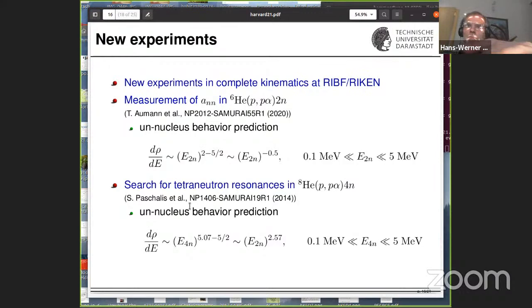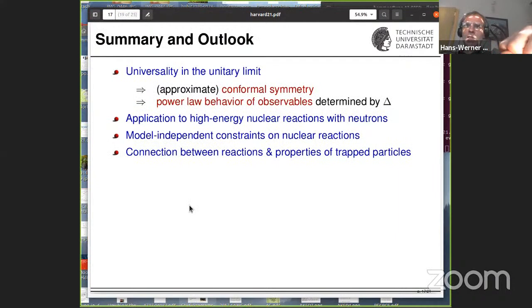So let me summarize here. I talked about one flavor of universality in the unitary limit, which is related to this approximate conformal symmetry. And the particular prediction that I discussed is the power law behavior of observables, which is determined by the scaling dimension of the fields in the conformal field theory. I discussed applications to high energy nuclear reactions with neutrons. We discussed a few examples.